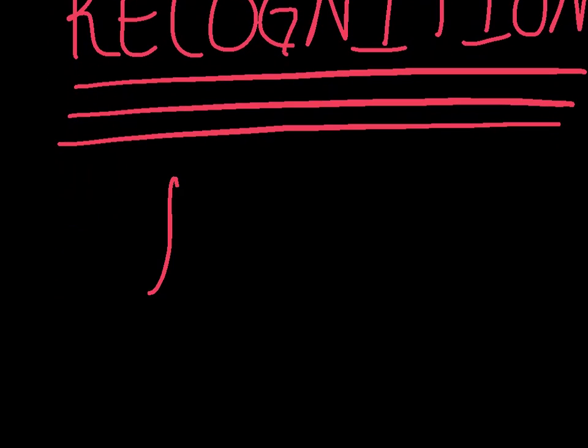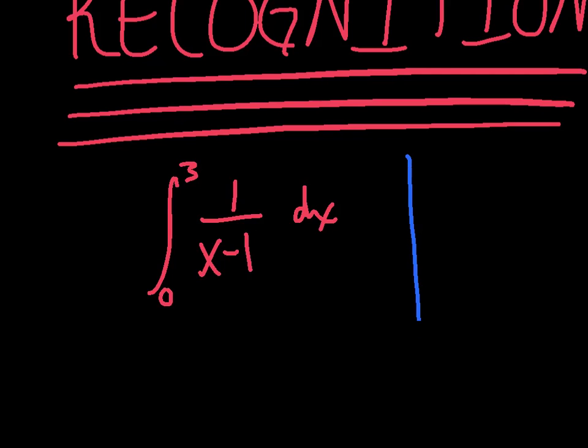What if I was integrating 1 over x minus 1, and the bounds were 0 to 3? At first glance, there's nothing about this that screams improper, per se. Both bounds are finite numbers. 0 is finite, 3 is finite. But what we have to recognize is this graph has a vertical asymptote at x equals 1. And then we've got a horizontal asymptote at y equals 0, which is not a big deal.